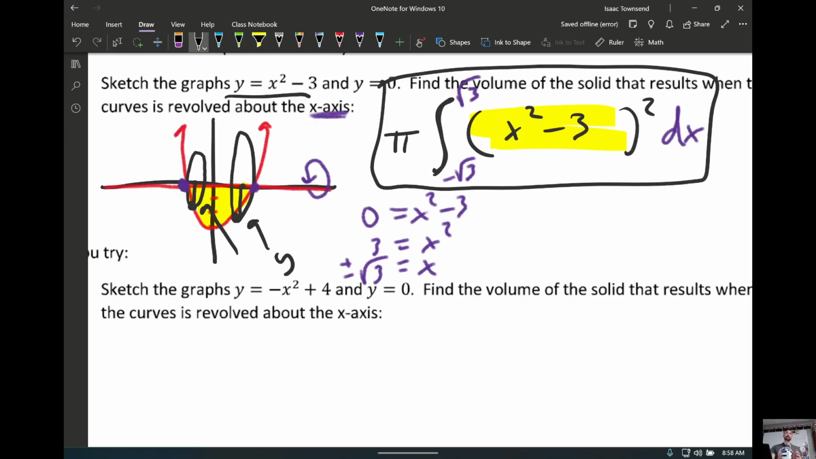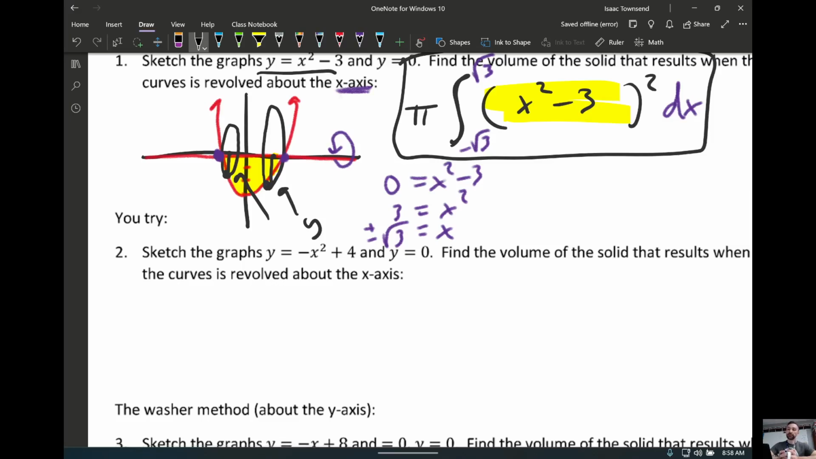So also like last class, I'm not going to ask you to integrate any of these by hand. I'm fine with you using a calculator. We're focused on setting them up. We can practice the integrating by hand another day.